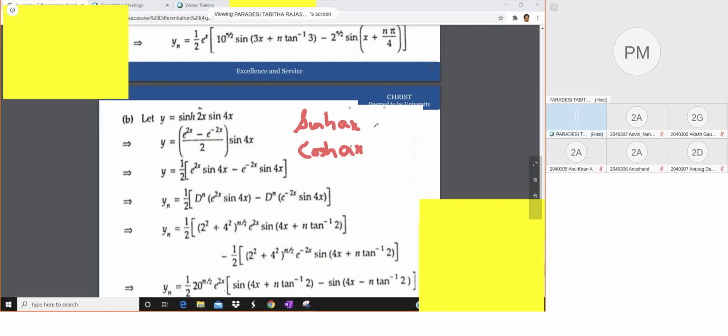So this is e power x minus e power minus x, whole divided by 2. When it's cosh x, same formula, but with a plus sign there. So these are the two formulas that you have to learn by heart.